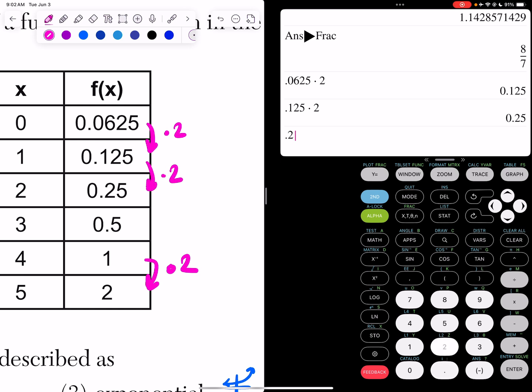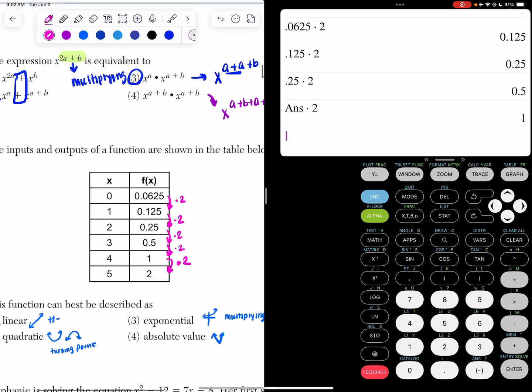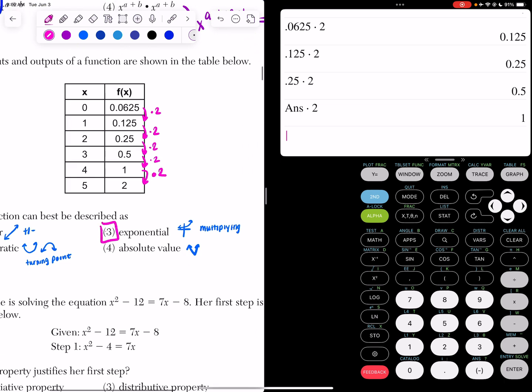Then I'm going to do 0.25 times 2, and that gives me 0.5. Then I'm going to do 0.5 times 2, if you haven't noticed, and I get 1. So basically, since I'm multiplying by 2 each time, it has to be an exponential function.